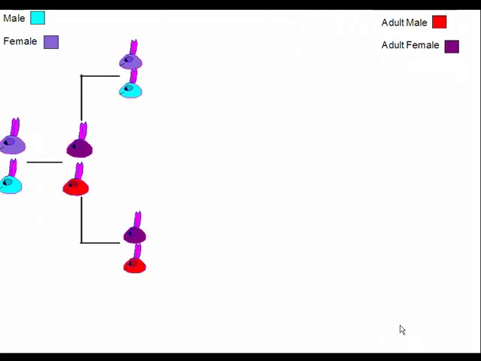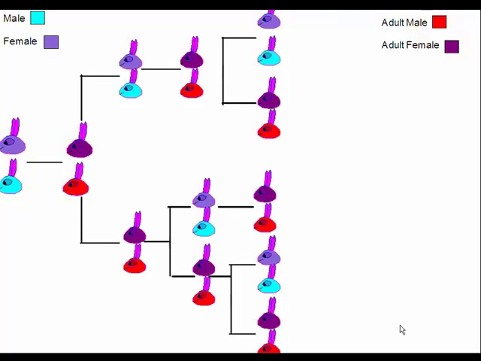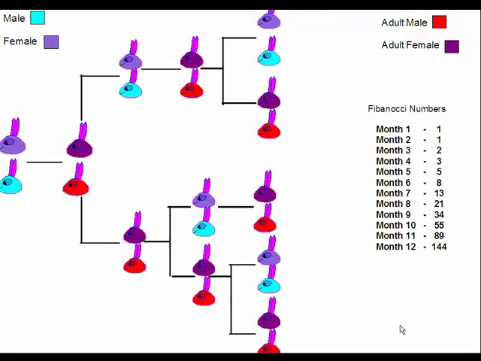As you can see, as each month goes by, the rabbits are representing the Fibonacci sequence. Therefore, at 12 months, you'll get 144 pairs of rabbits.